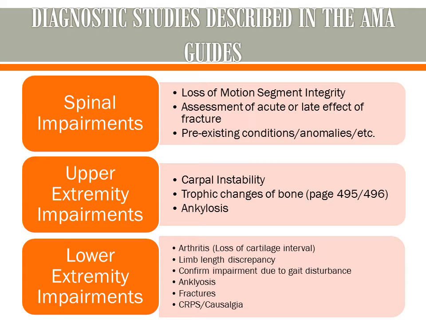Chapter 17 describes the use of X-rays for determination of joint ankylosis, requires the use of X-ray for description or determination of fractures, and even for permanent impairments related to neurologic conditions such as causalgia and chronic regional pain syndrome.